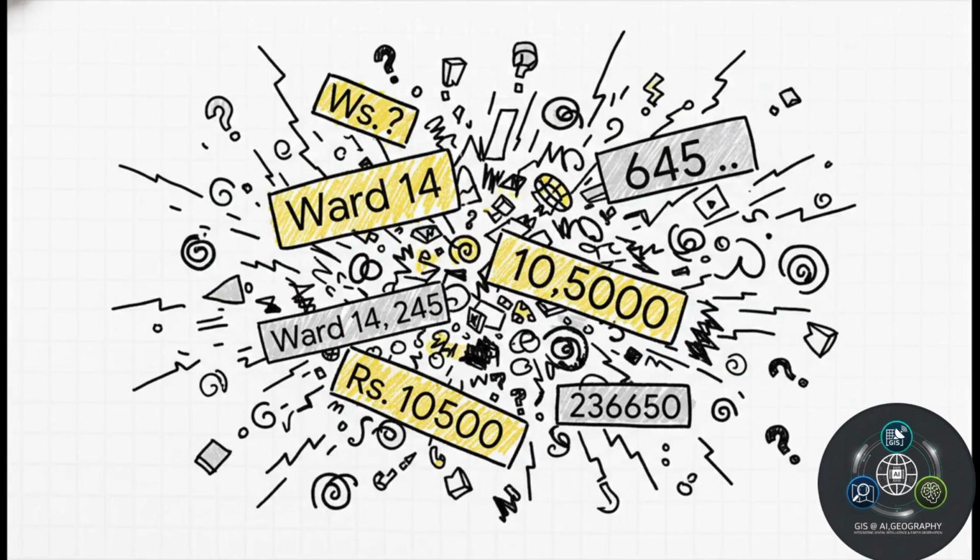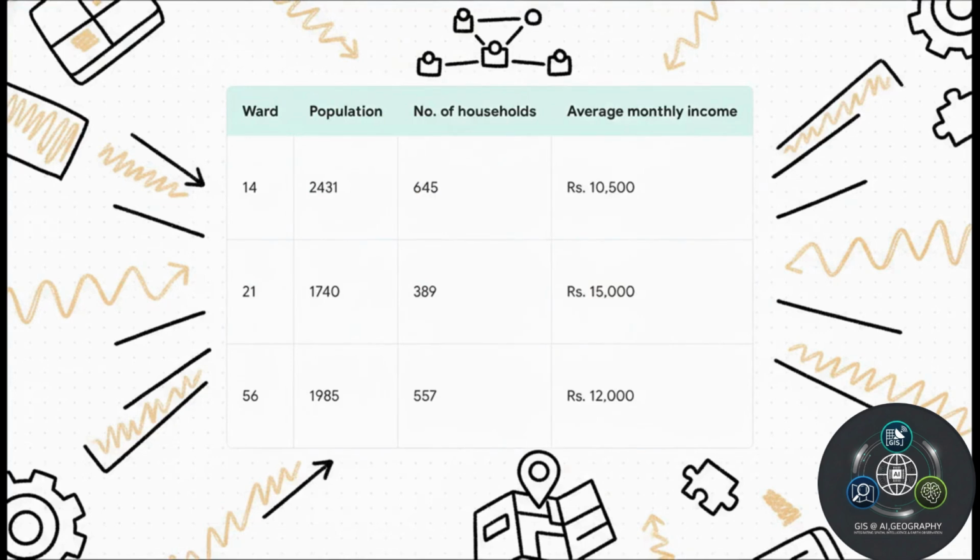For example, take a look at this. Ward 14, 2431, 645, an amount in rupees. What on earth does any of this mean? On its own, it's just a random string of facts. It's data, for sure, but it's not very helpful. It's basically digital noise. But watch what happens when we give it some structure. We take those exact same facts, but now we put them in a table with clear headings. And boom, it all clicks into place. It's not noise anymore, it's information. We can see instantly that Ward 14 has a population of 2,431. That simple act of organizing everything changes the game.